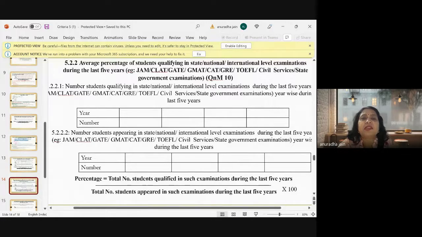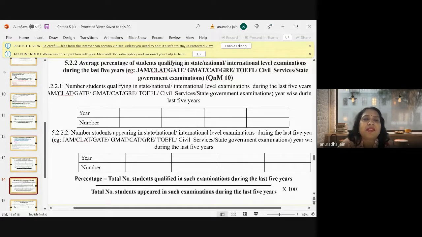So that means exams like CLAT, GATE, GMAT, CAT, GRE, TOEFL, MAT. All these types of exams. But these are competitive exams. In this, they have mentioned that entrance exams of any university are not taken into account. But CAT, GMAT, GRE, TOEFL, civil services, and judiciary exams are all taken into consideration here.